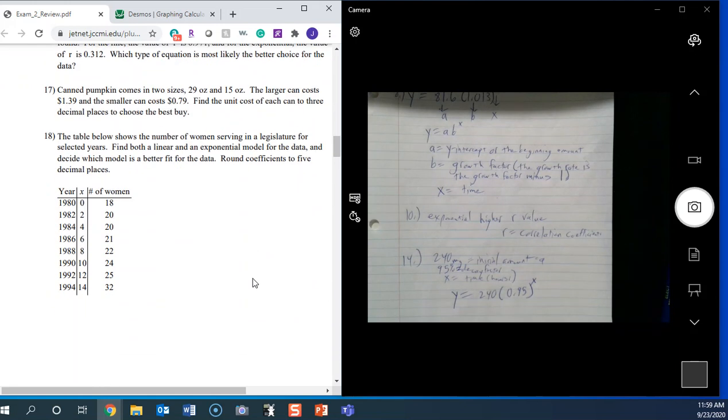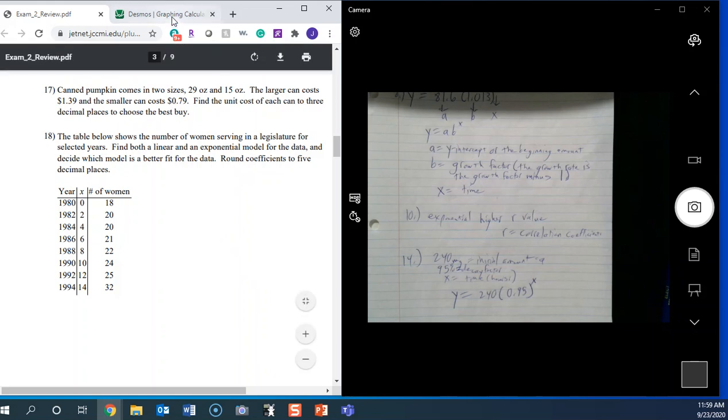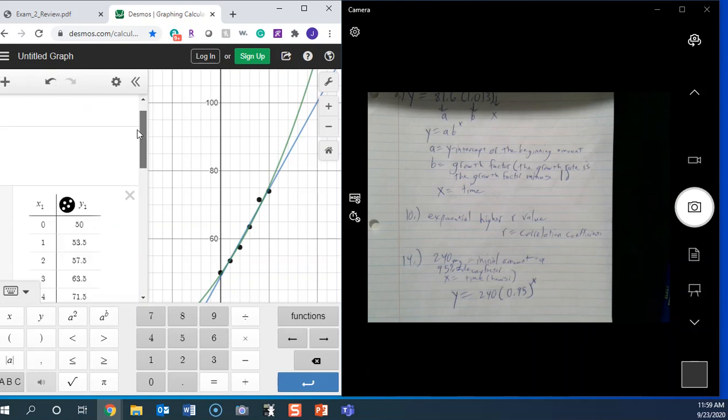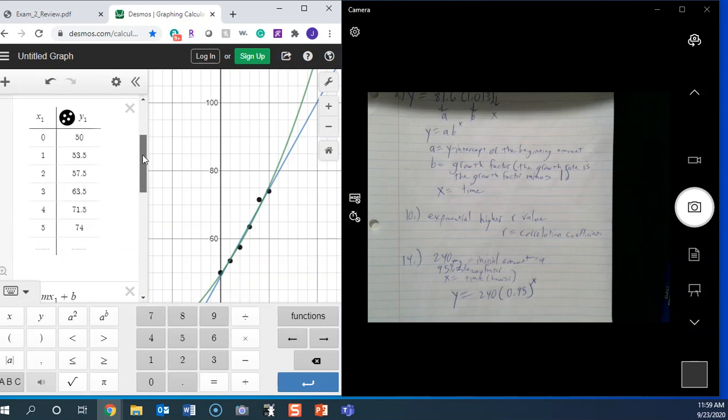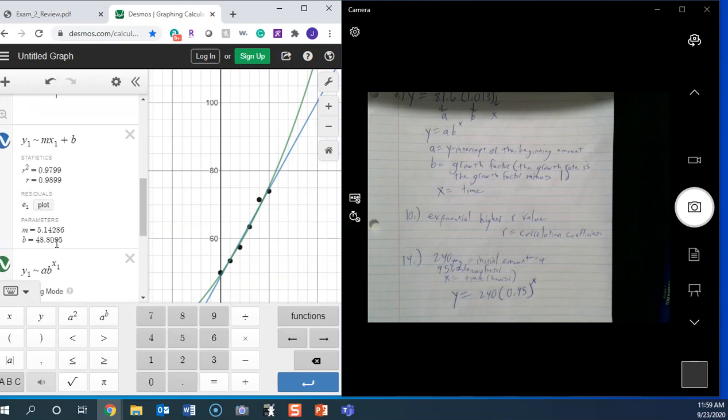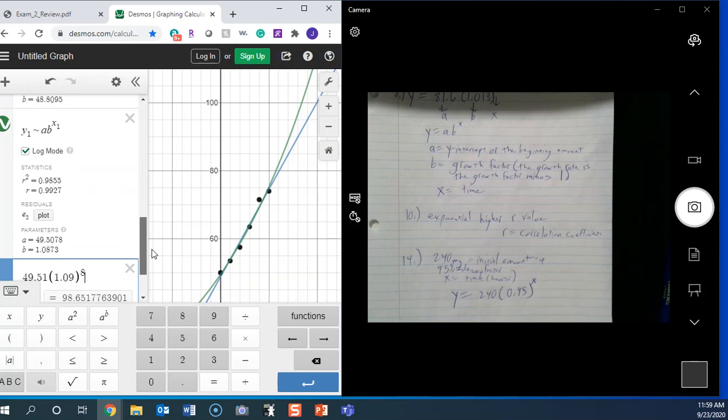Let me see the table below. Okay, now, here's the thing. Let's go back here to Desmos. Now, remember how we went through this table here. We did the table of values, and then we used these formulas here to find the linear regression and also the exponential regression. And we settled on the fact that it was exponential and that we used the equation.